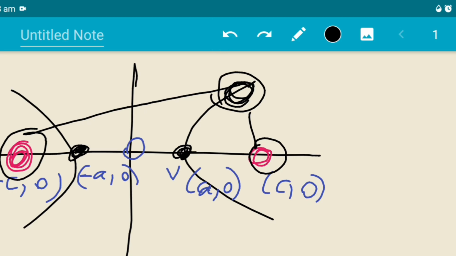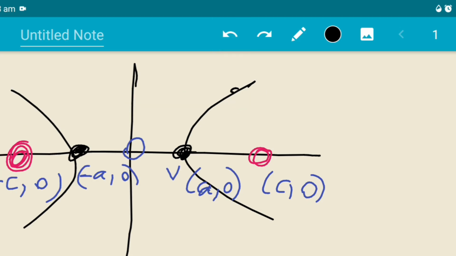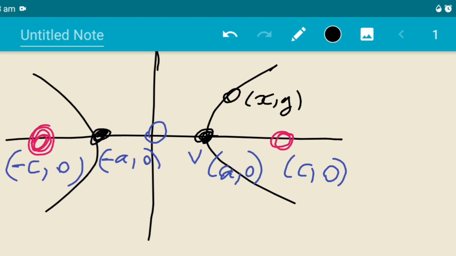So using the distance equations, this is just some point x comma y. I've just said any point on this surface. Whichever point we pick, say we've chosen this, then this is just x comma y. So the distance from here up until here minus the distance from here to here is equal to this distance, which is 2a.